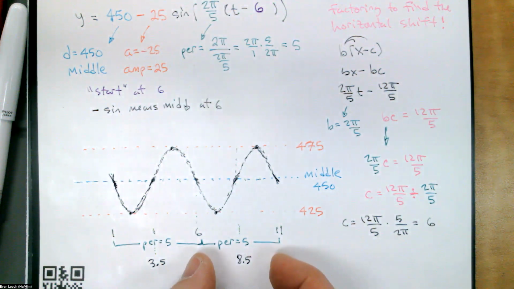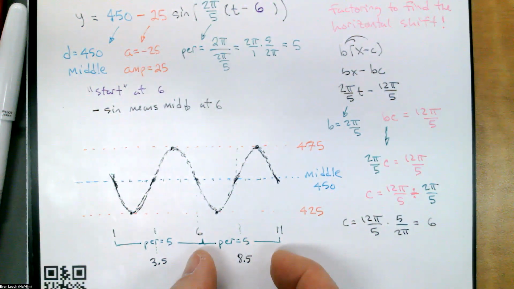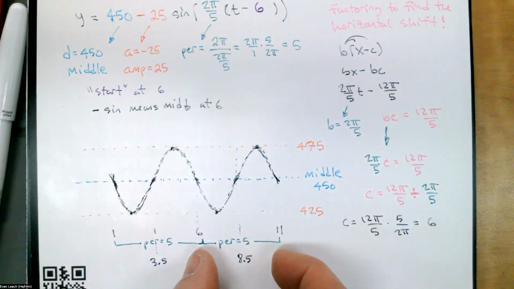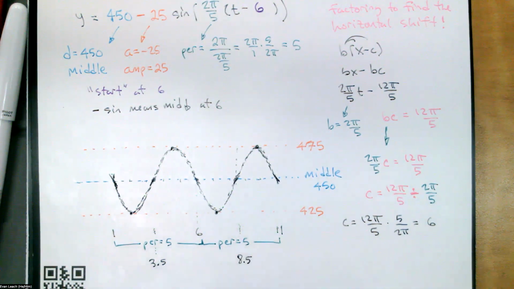Notice that the period is 5. So from 6 to 11, that's 1 period. And I want to figure out where the halfway point is. I just average those, or I could take the period of 5 and divide it by 2 to get 2.5. 6 plus 2.5 is 8.5. 8.5 plus 2.5 is 11.